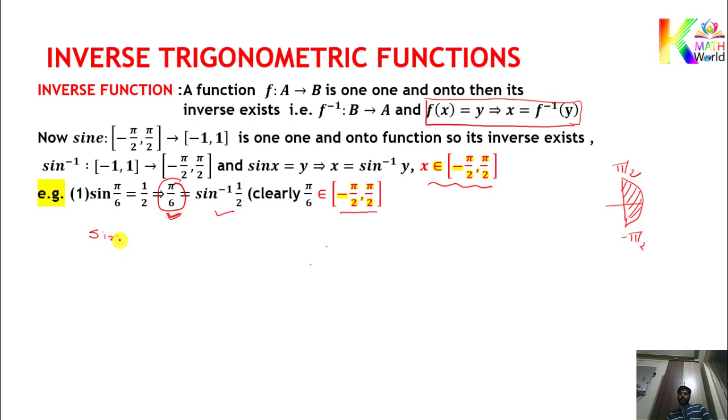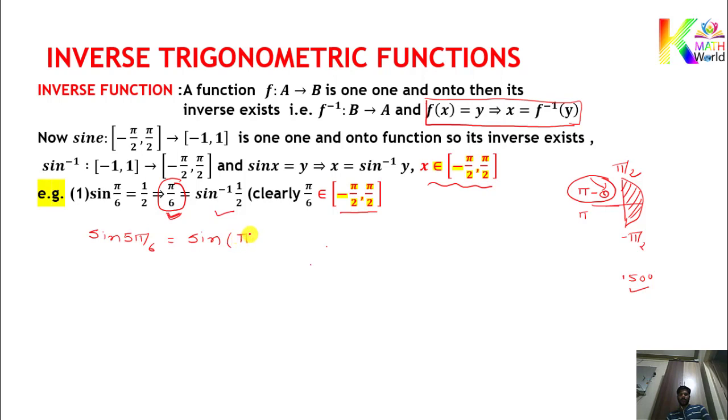What about sine 5 pi by 6? Pi by 6 is 30 degrees, 30 into 5 is 150 degrees. Which quadrant does 150 degrees lie in? Obviously here you have pi, so 150 degrees lies in the second quadrant. The structure format there is pi minus theta, second quadrant, so we can express it in pi minus theta format.